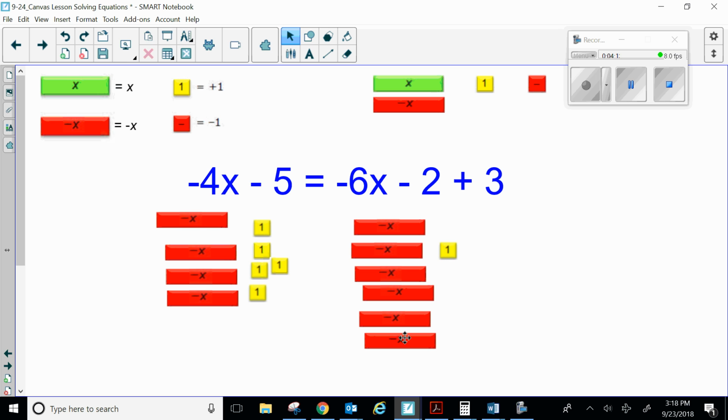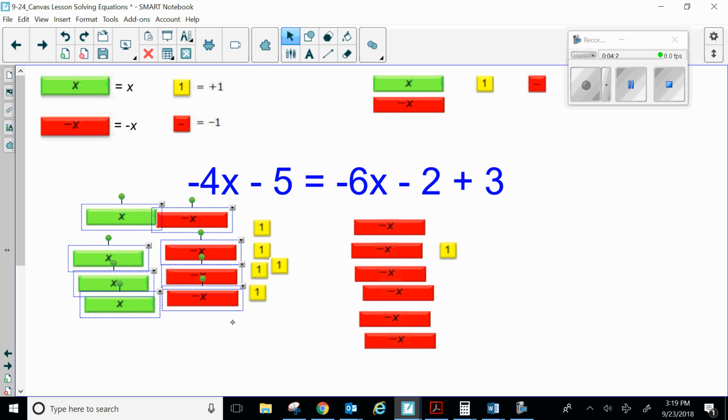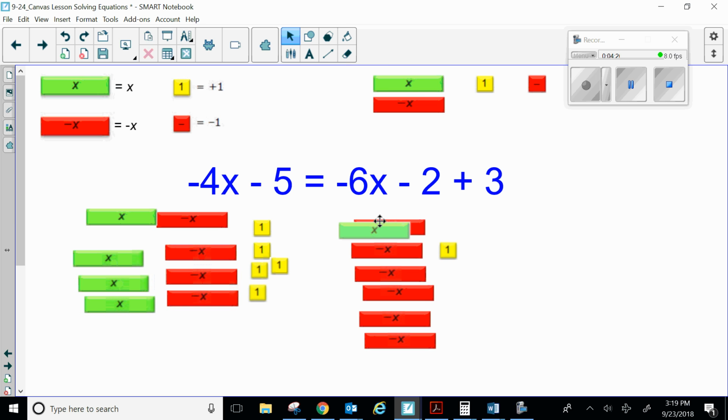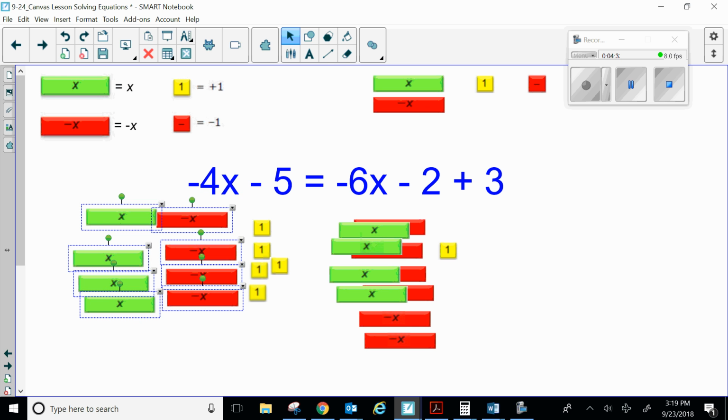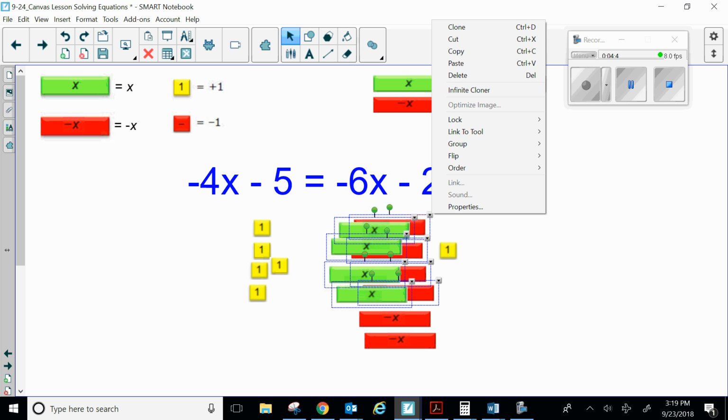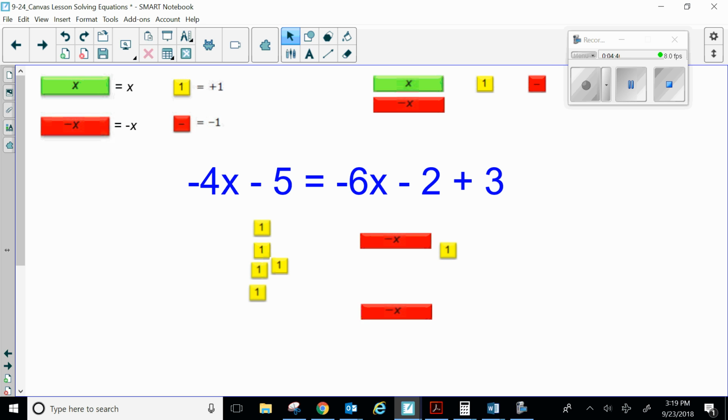I want to get my x's on one side. So I'm going to add 4 positive x's to get rid of my 4 negative x's. And I'll have to add 4 positives on my other side. So I know my 4 positives are going to cancel out my 4 negatives. And my 4 positives and my 4 negatives are going to cancel out as well. So I'm left with 2 negatives on the right side.